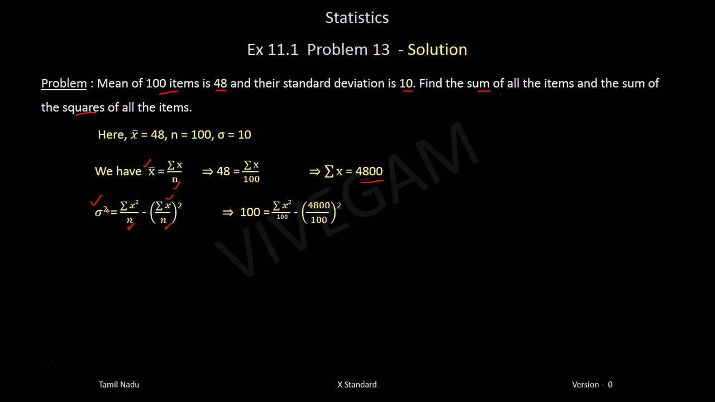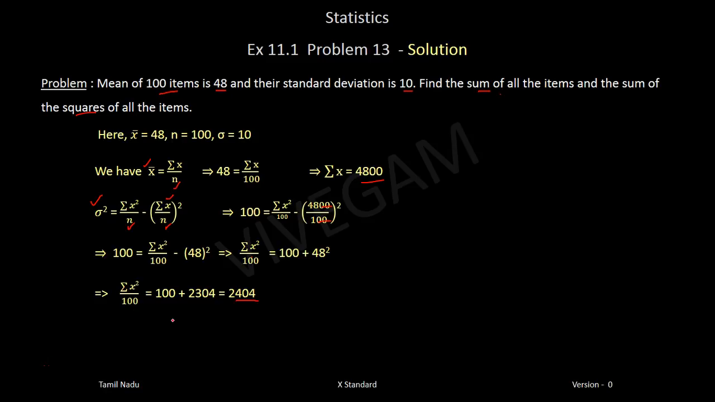So substitute the values. This is 10 square, 100, equals sigma x square by 100 because n is 100, minus sigma x, which is 4800, by n, which is 100, the whole square. So this will be sigma x square by 100, and the two zeros will cancel off, so it will be 48 the whole square. If you can see, that's what I told you, minus mean square. Mean is 48, right? It will be the same. Okay, so sigma x square by 100 minus 48 square, so sigma x square by 100 will be 100 plus 48 square, right? 48 square is 2304. So altogether it adds up to 2404.